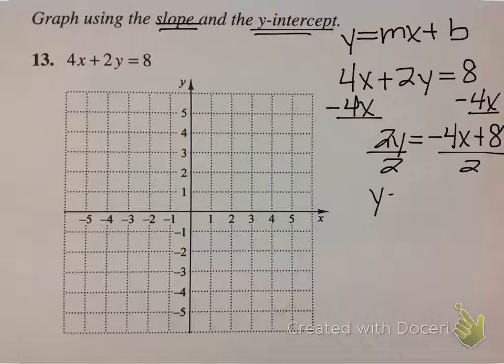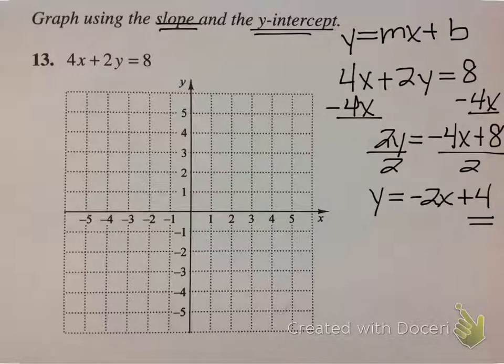So it's going to leave me with y equals negative 4x divided by 2 would be negative 2x, and 8 divided by 2 is 4. So now that I'm in the proper form, I can identify my key pieces of information. So the first thing I'm going to do is use my y-intercept. Since my y-intercept is 4, that means I cross the y-axis at positive 4.